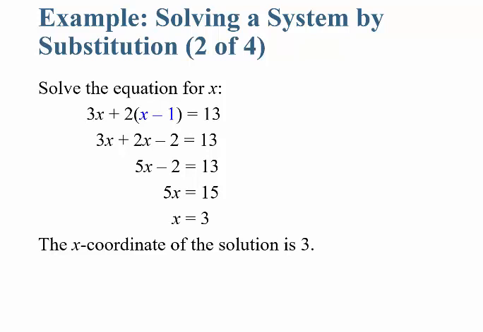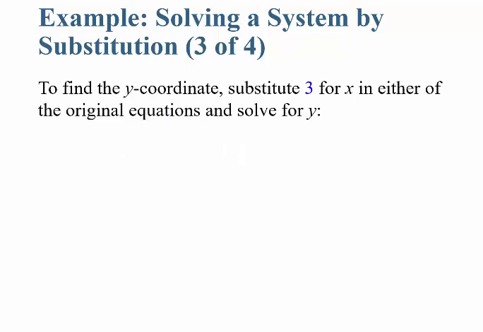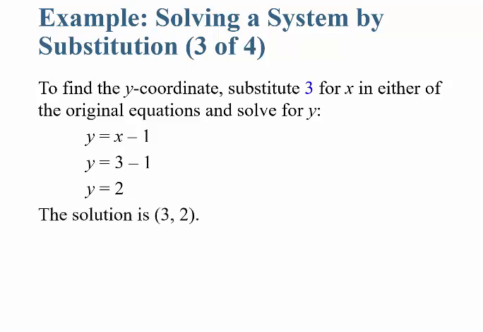But now remember, a solution is an ordered pair, so you need both an x and a y. To find the y coordinate, just substitute 3 for x in either of the original equations and solve for y. It doesn't matter which equation you use. I would pick the easiest one, which was y is equal to x minus 1. So you plug 3 in for x because we know what x is, and you get y is equal to 2. So the solution is just 3 comma 2.